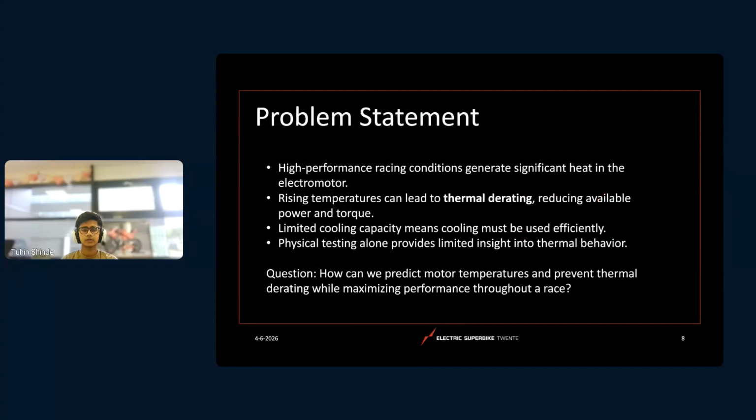And then finally, the problem statement. High performance racing conditions generate significant heat, as mentioned earlier, and rising temperatures can lead to thermal derating. So, why is thermal derating bad? Since it's used to protect critical components, it reduces the available power and torque of the bike, thus making us slow on the track.